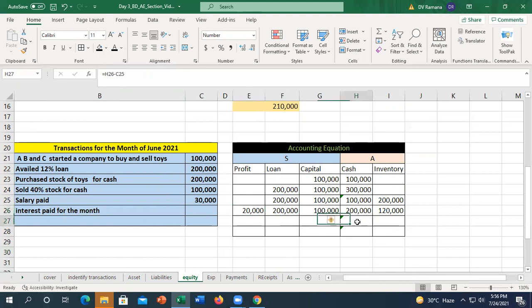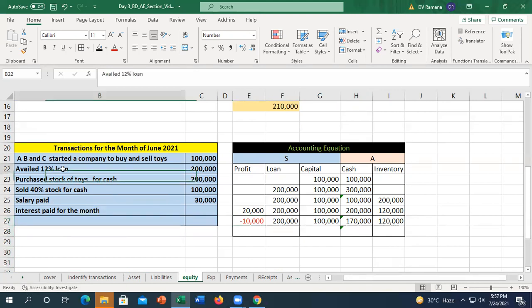Paid salaries, so the cash will reduce to the extent of 30,000, no change in the inventory, no change in the capital, no change in the loan. However, profit will reduce to the extent of the salary paid. Observe, now there is a loss because the gross profit is not sufficient to meet the salaries.